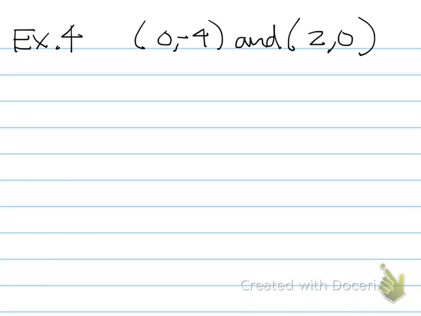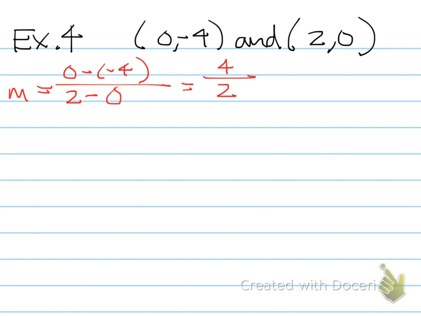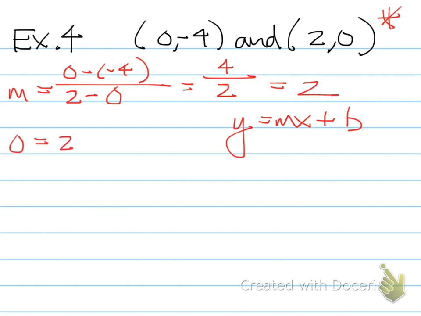Next example. Calculate the slope, y2 minus y1 over x2 minus x1. And we get 4 over 2, or 2. And then plug the x and y coordinate of one of the points into the slope-intercept form. I'm going to go ahead and use the second coordinate for this one. The y coordinate of that point is 0. The slope that we calculated is 2. And the x coordinate of the point that we indicated is 2.